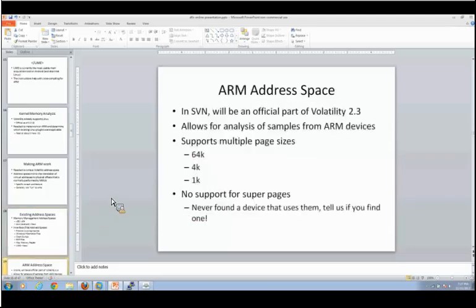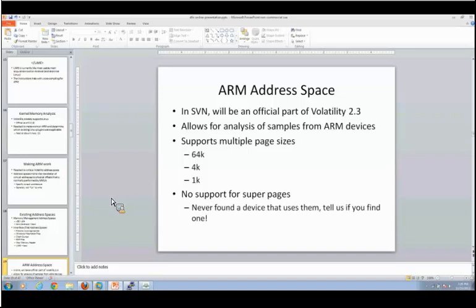As far as the ARM address space goes, it's in SVN. Again, people are using it right now. It'll be part of the official Volatility release, which will be sometime early next year. And we tested this on as many Android devices as we could get our hands on. What we found is that as far as Android goes, ARM has some really crazy paging structures. It's nothing like Intel. And right now we have support for 64K pages, 4K pages, and 1K pages.